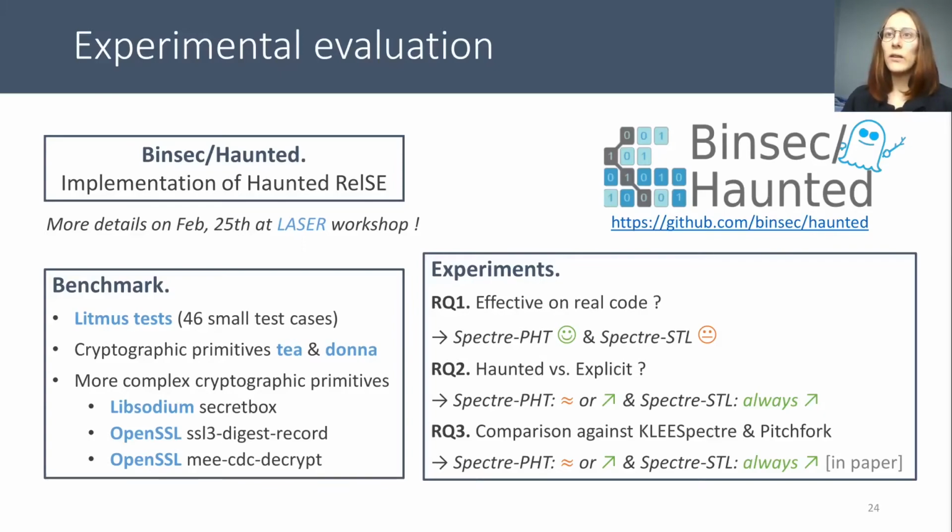Second, we evaluated how Haunted Relational Symbolic execution performs compared to the explicit exploration strategy. And finally, we compared against state-of-the-art tools, CliSpectre and Pitchfork. We showed that for Spectre-PHT, our tool is equivalent or better than these tools, and for Spectre-STL, it clearly outperforms them. I won't go into the details in this talk, but you can check the paper if you're interested.